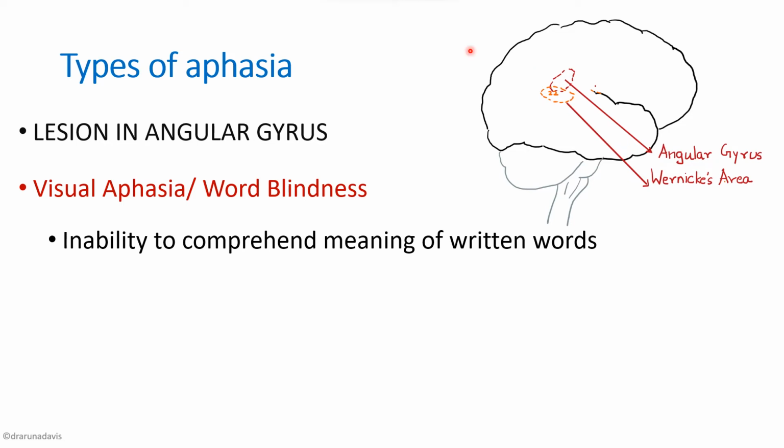So suppose something is written, and if you have to comprehend the meaning, you need processing at the level of the angular gyrus also. Okay, so that is why if there is a lesion in the angular gyrus, there will be visual aphasia or word blindness.